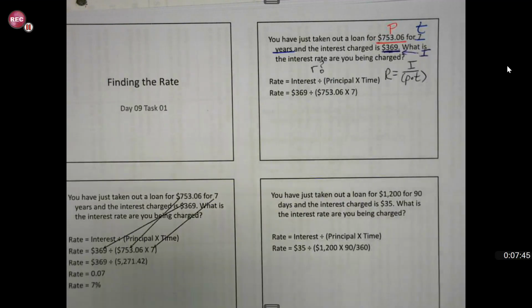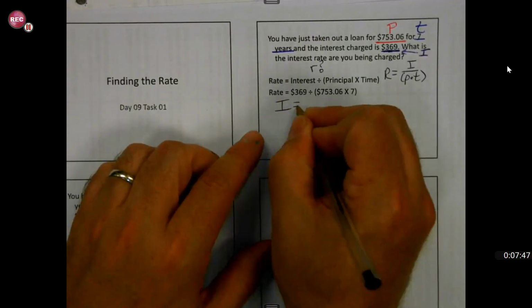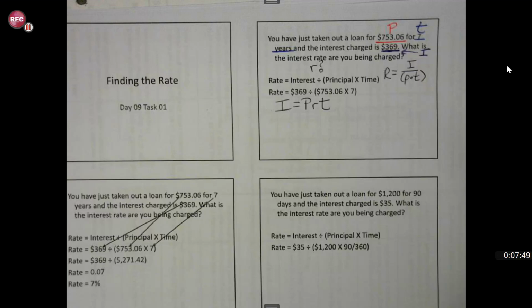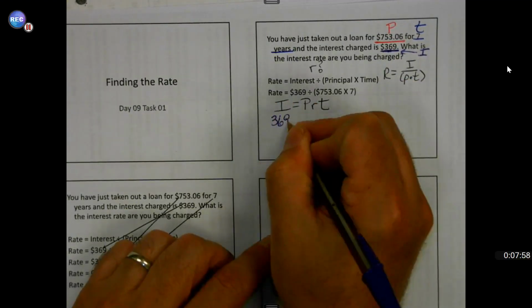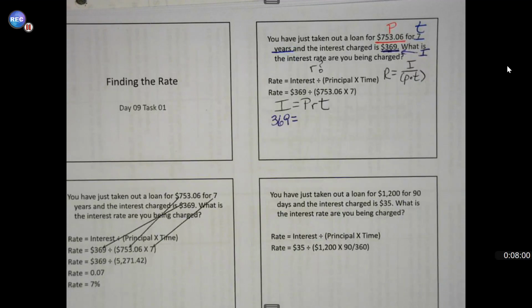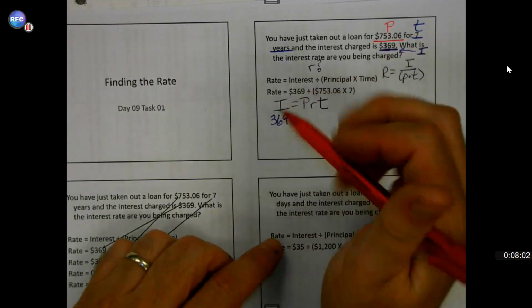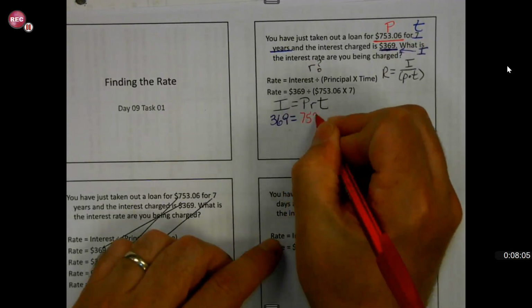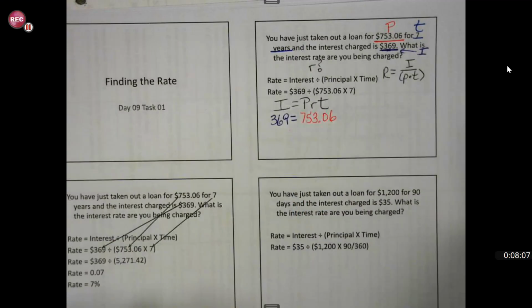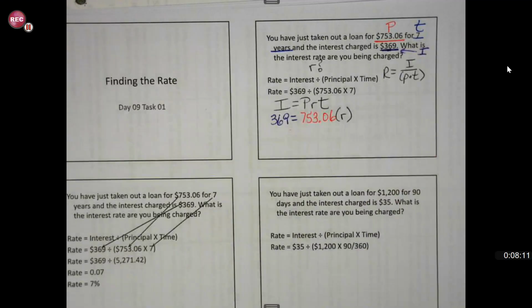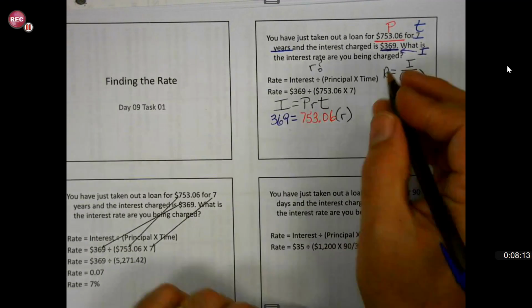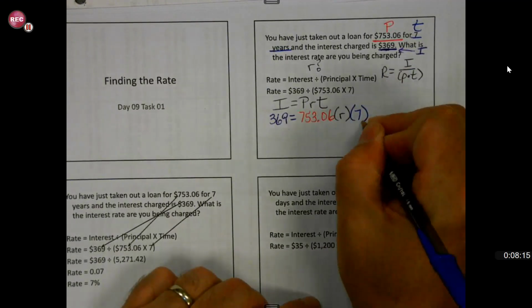So I do my interest, principal, rate, time, and I just start plugging in the numbers that I labeled. I is 369. Principal is 753.06. I do not know the rate, but I know the time.